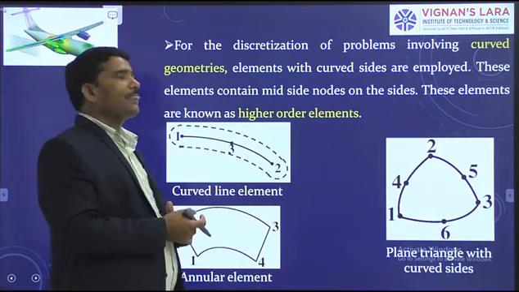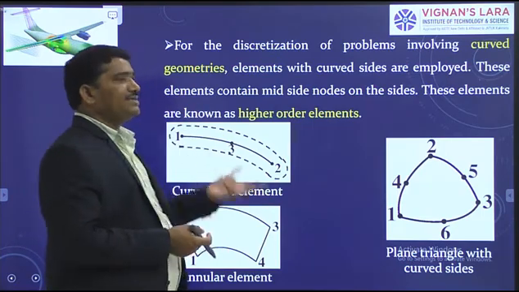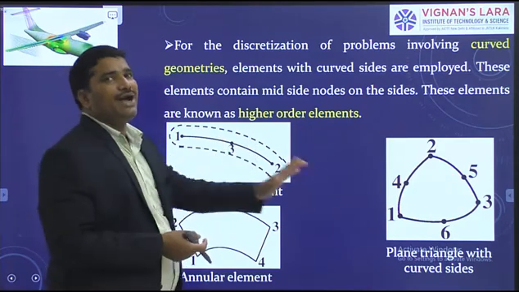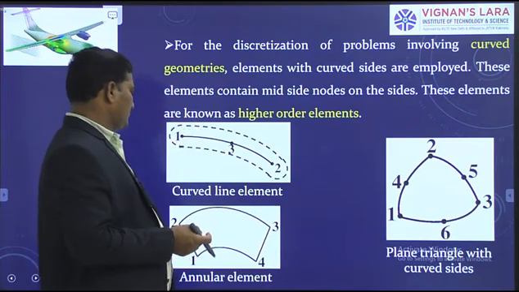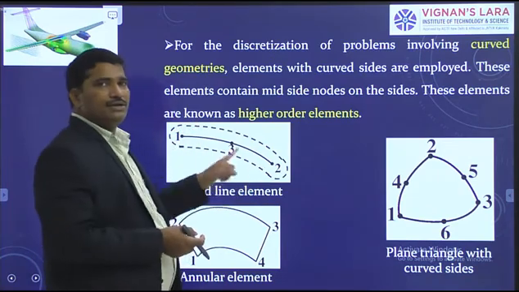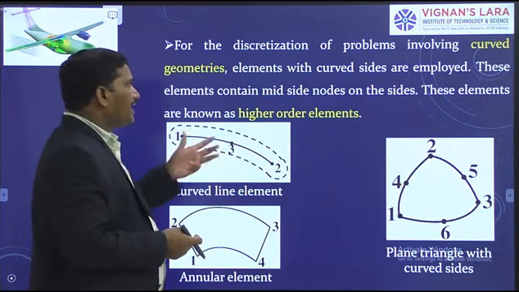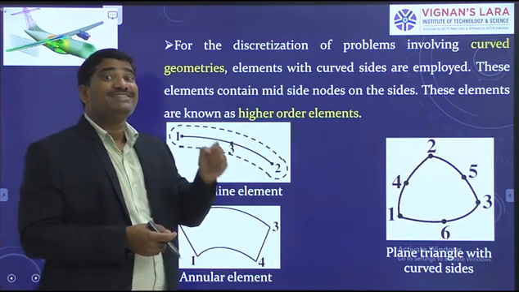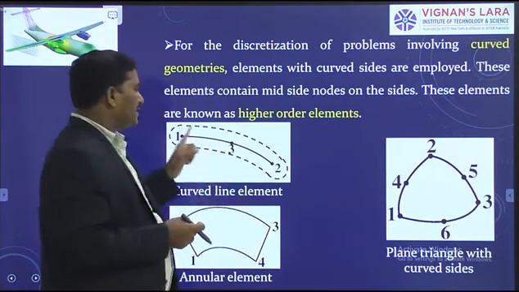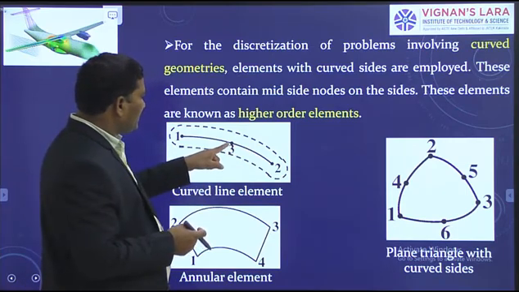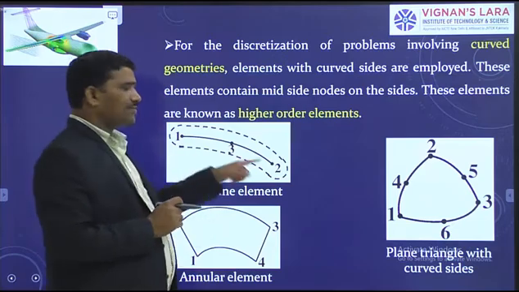That is the question. This is the reason why, for the domains or geometries having curved boundaries, we can choose the higher order elements, the elements having the curved sides. Higher order elements are the elements having the curved sides. Let us take this. This is the curved line element. How many nodes does it have? 3 nodes. These higher order elements contain mid-side nodes. Because this is the curved line element, it contains an interior node here at the midsection. Hence, how many nodes are there? 1, 2, 3. This is the curved line element.